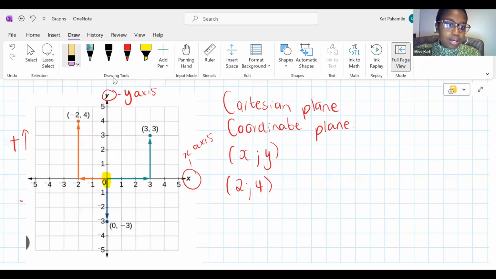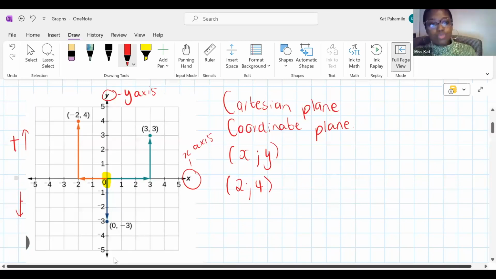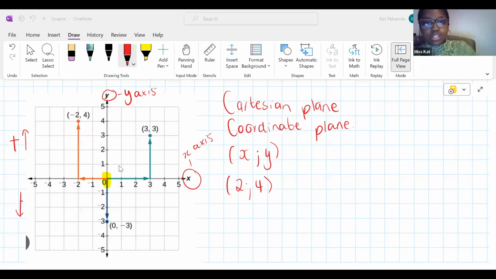It's clear on the Cartesian plane, but you need to know this in case you need to draw your own Cartesian plane. So if you look from 0 going up, you have a positive 1, 2, 3, 4, 5. And if you're going down, you have negative 1, negative 2, negative 3, negative 4, negative 5. These are basically just number lines, right? It's just that the y-axis is a vertical number line and the x-axis is a horizontal number line.